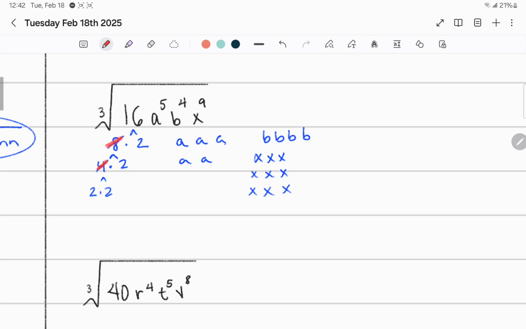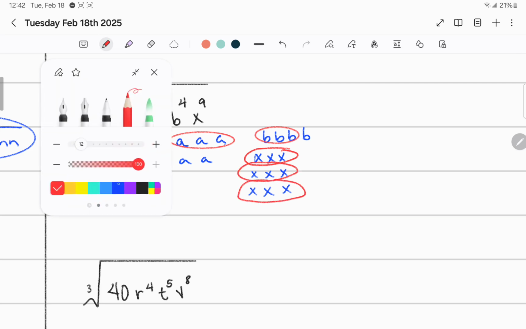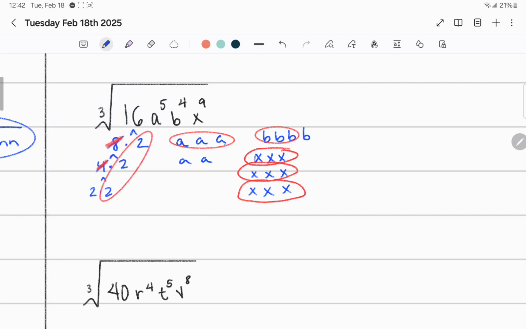So again, I need groups of 3. So I have 3 2's, 3 A's, and so on, and I have a group of 2. So again, I'm not doing 2 times 2 times 2. The group is represented by a single 2. So on the outside, we have 2. That 2 represents the group that I just made.